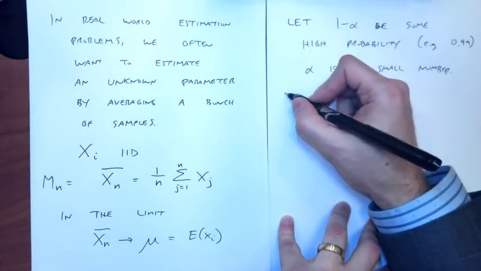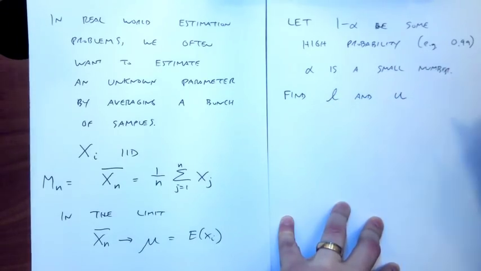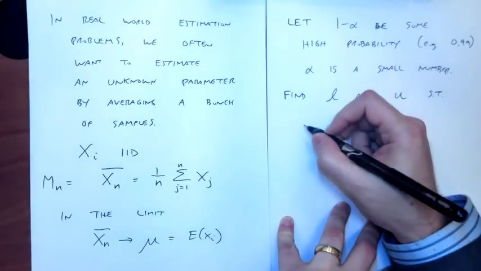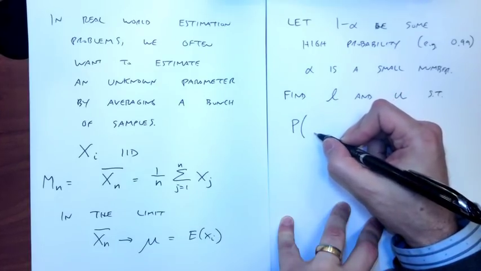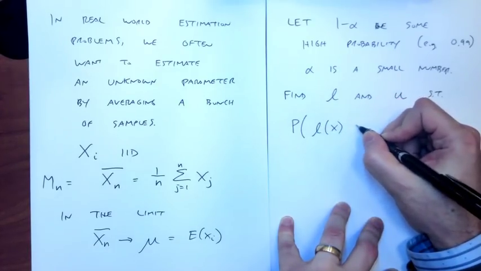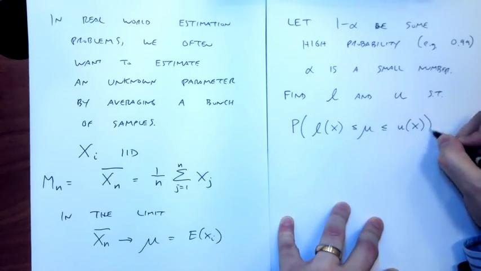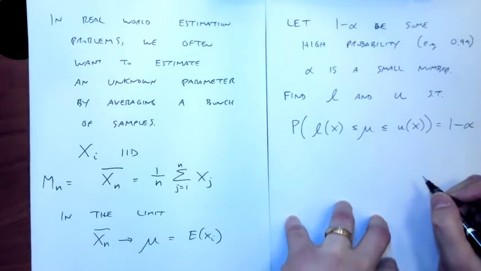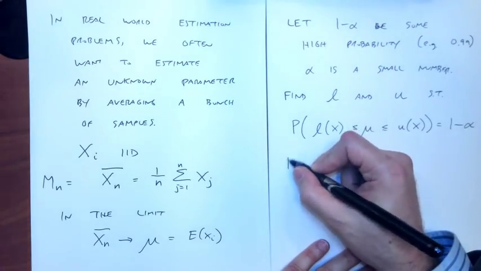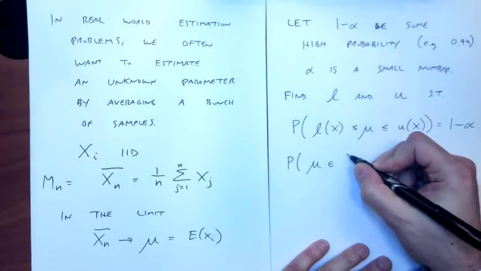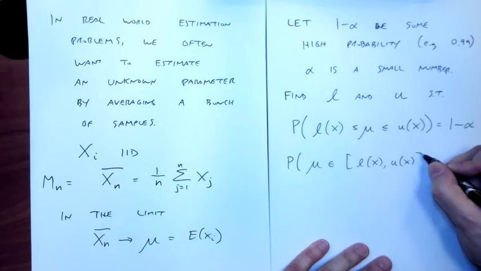So what I want to do is find a lower bound and an upper bound such that the probability that the true mean is within this region is equal to 1 minus alpha. Again, let me write this in words, right? This is like saying the probability that the true mean is in this region, and that these u's and l's are functions of x and n, right?